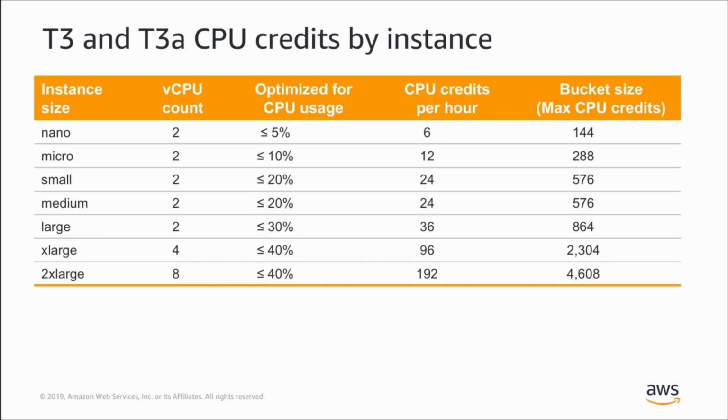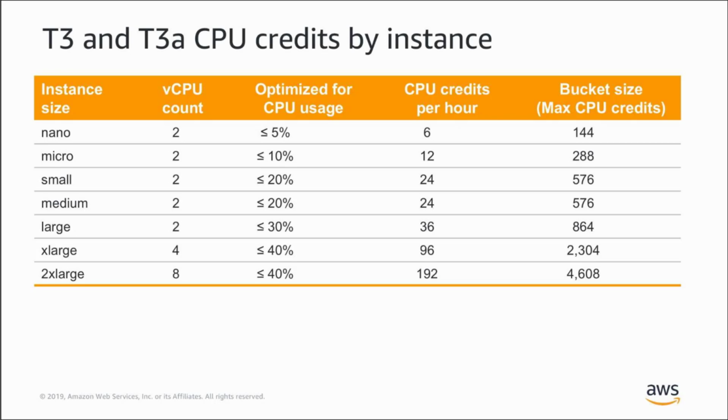And then based on the instance size you have, you're actually going to earn a different number of credits per hour. And then you also have a max bucket size. So the bucket size is how many credits you can actually hold on to in that instance. And then the credits per hour is how much credits you earn per hour. And then you can see here again, I'm re-showing the optimized for CPU usage column, which shows based on the number of CPU credits you earn, what level of CPU usage is going to be the optimized for that size.